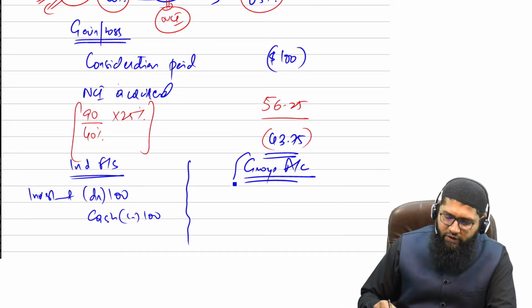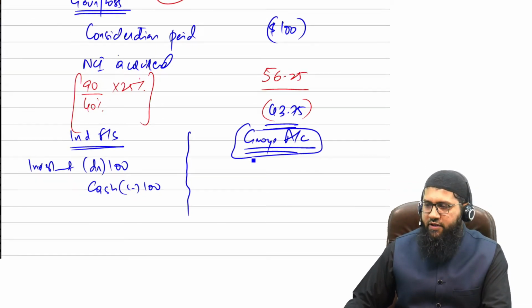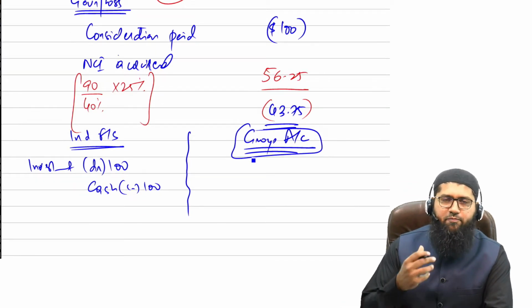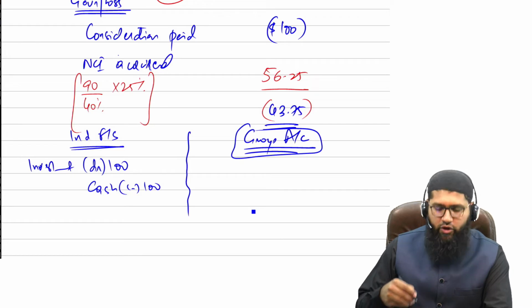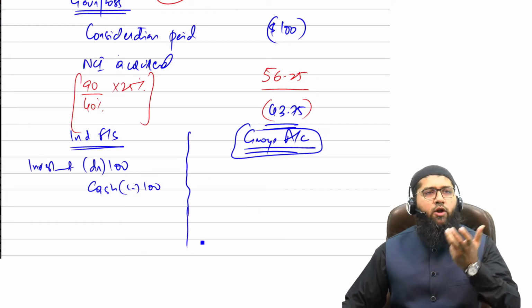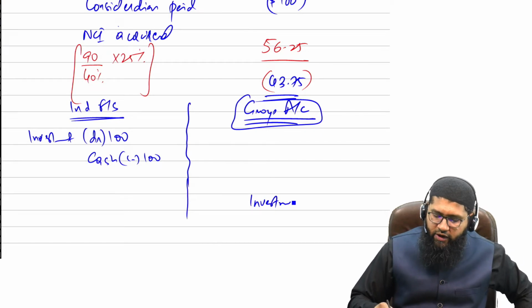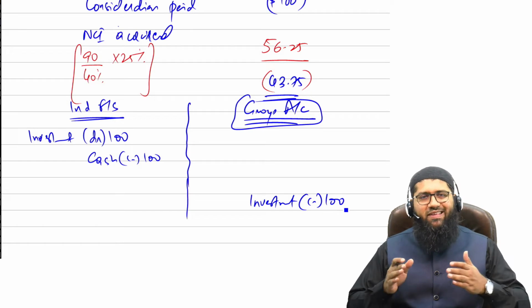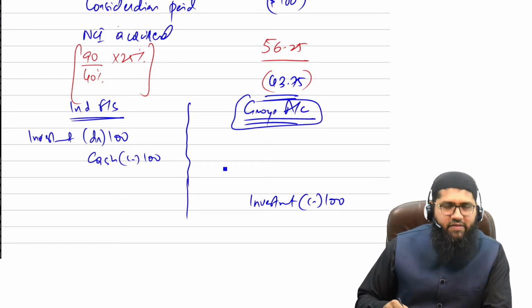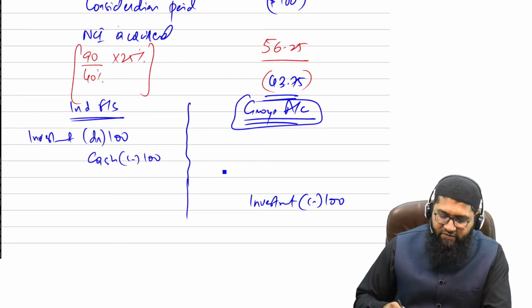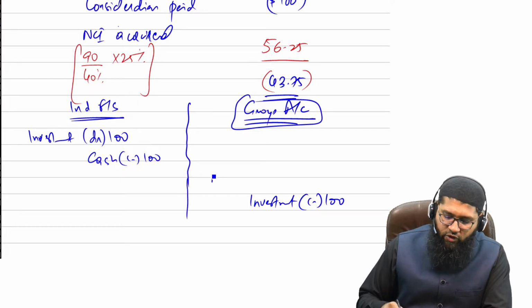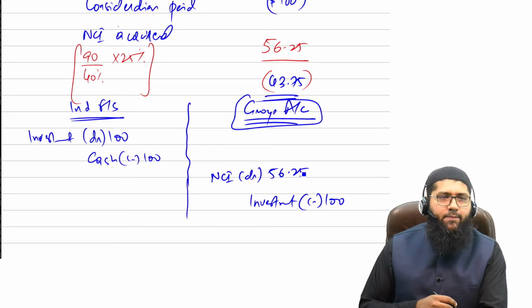So basically, when it comes to the group accounts, you don't show investment, but rather you show the goodwill. Now what actually happens in the group account is that investment is credited by 100 million. Plus, the second thing that is going to happen is that the NCI is going to reduce by 56.25.